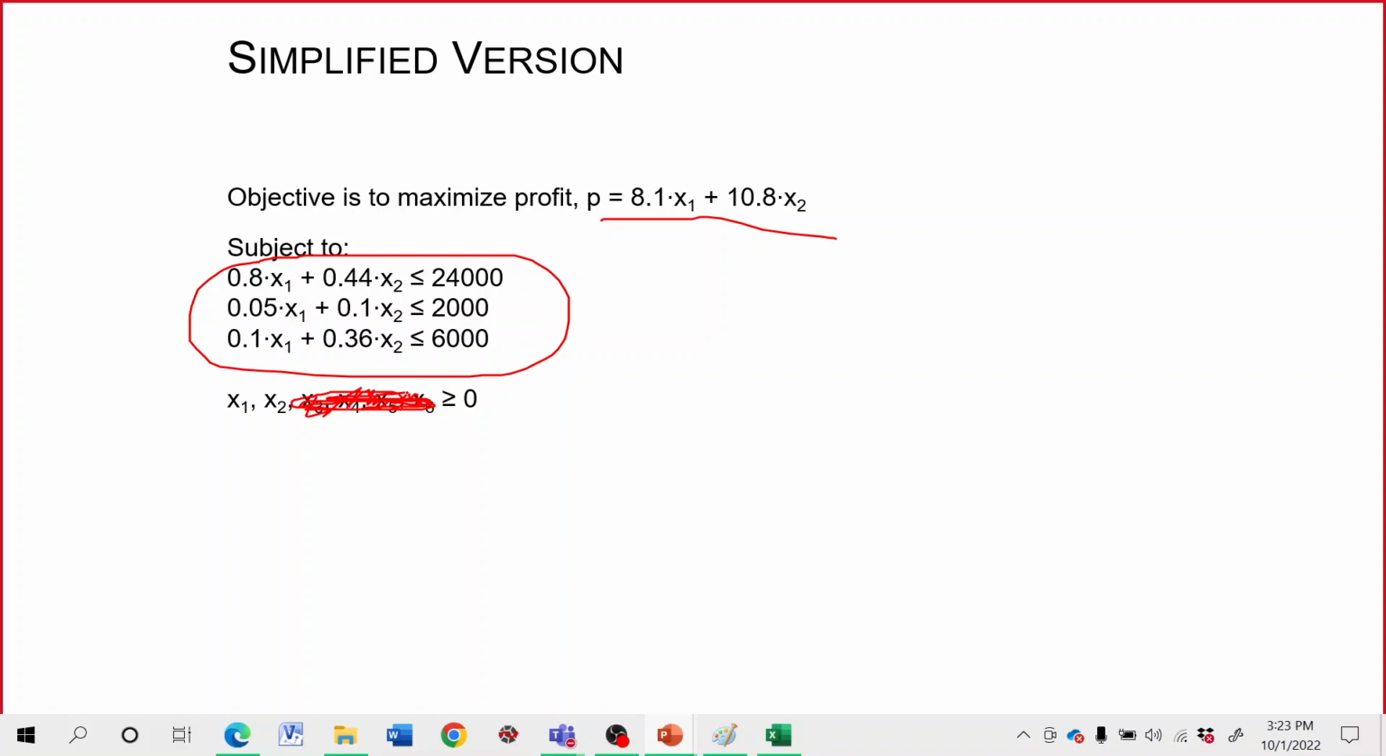Any questions on this? Question on this? No?